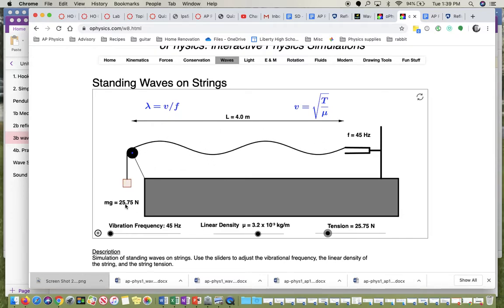So as I increase the mass over here and I increase the tension, now we get another mode of vibration that's a standing wave pattern. So once again, if we go through this and I pause it, we have one wave here and we have 2 waves here. So if the length of this string is 4 meters, that means that one wavelength is 2 meters. Okay, so we should be able to find the speed of this wave by knowing the wavelength and frequency, but I can also find the speed by knowing the tension and the linear density of the string. Okay, so that takes us through that.